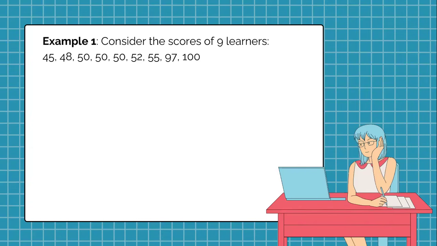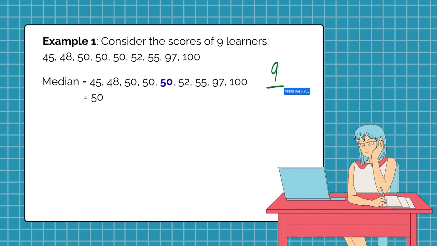To get the median, we get the middle value after you arrange them. But in this case, it's already arranged properly. Since we have 9 learners, we will have 9 divided by 2 to get the position. That's 4.5. Round it up and we get the fifth position. So 1, 2, 3, 4, 5. This is the fifth position. Therefore, the middle value, or the median, is 50.